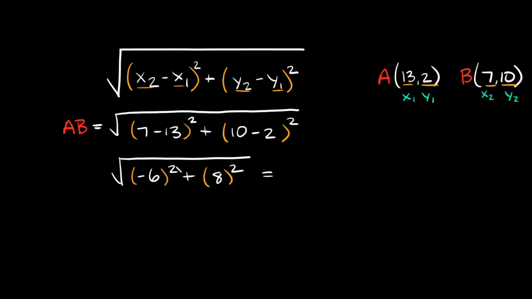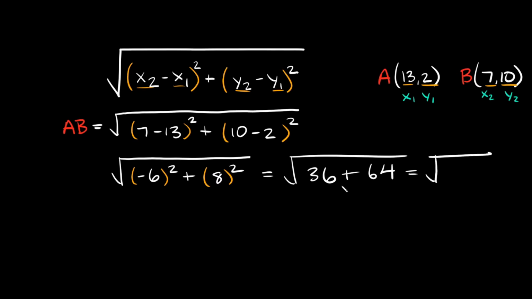Okay, now let's simplify this. Now here we have negative 6 squared, so that's equal to 36. And we're gonna add that to 8 squared, which is 64. All right, so then here, simplifying this, we have the square root of 36 plus 64, which is equal to 100, right? Now the square root of 100, that's a perfect square, so that's nice. We have a nice clean answer of just 10, okay? So the distance between A and B right here is simply 10.